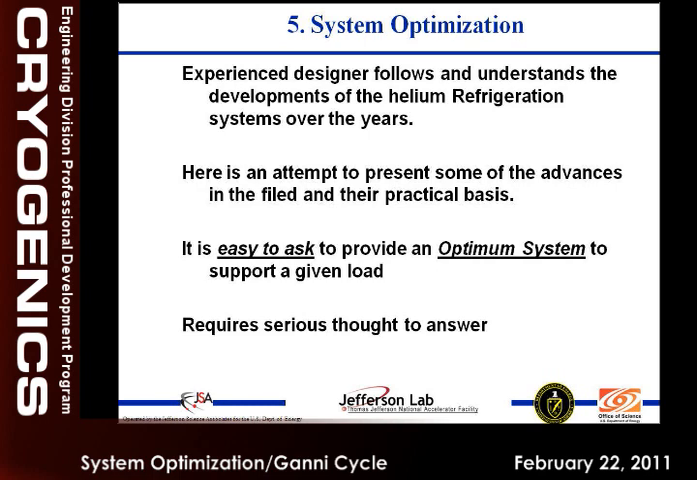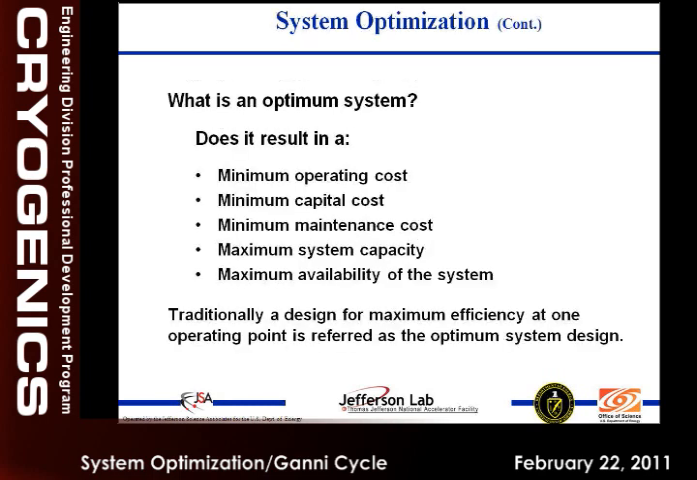So we're going to present some of these. But most of the time when a user comes to a vendor and says, okay, give me an optimal system, it's very clear in his mind, but it's not that clear what it can mean. So you have to put a lot of thought in before you just ask. When you say optimum, what do you mean by optimum? Do you want minimum operating cost, minimum capital cost, minimum maintenance cost, maximum system capacity, maximum availability? That's not how people ask, they just say give me an optimum.